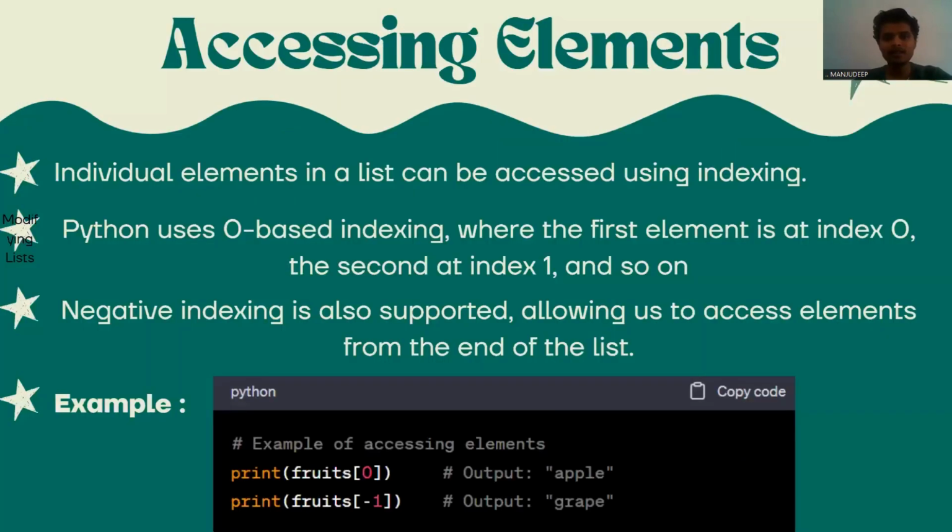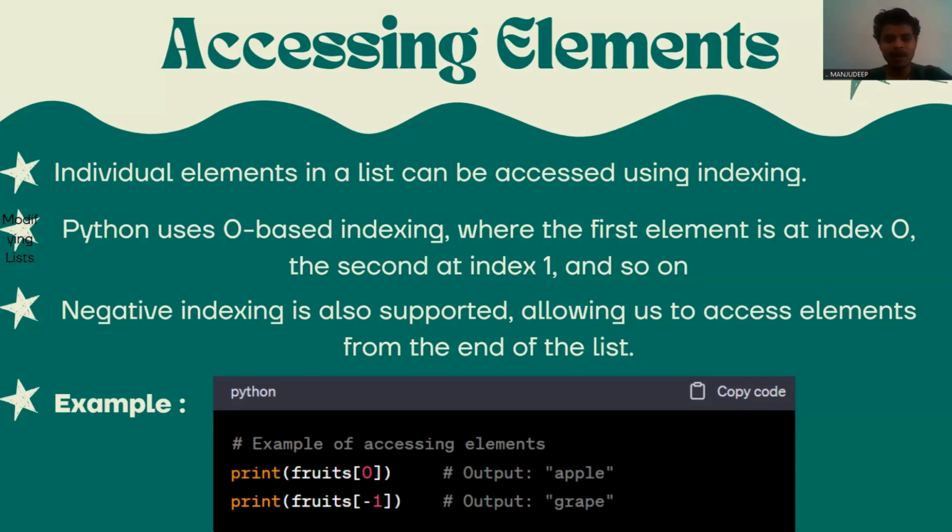Accessing list elements. How to access the elements in a list? Individual elements in a list can be accessed using indexing. Python uses zero-based indexing, where the first element is at index 0 and the second is at index 1, and so on. Negative indexing is also supported, allowing us to access elements from the end of the list.